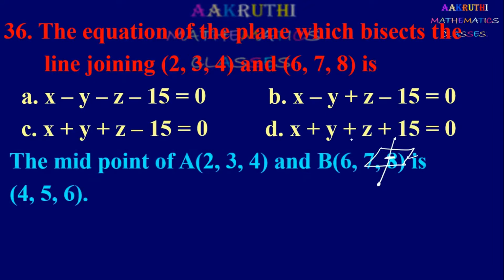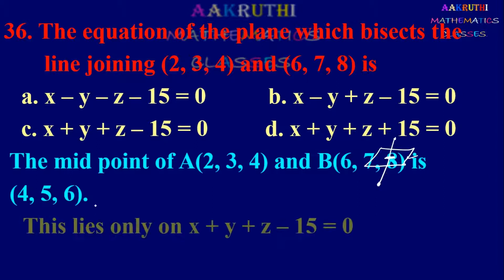So here also we find the midpoint of these 2 points. The midpoint of 2, 3, 4 and 6, 7, 8 is 4, 5, 6, and we check which plane passes through this point. That is the plane x plus y plus z minus 15 equal to 0 passing through this point, that is 4, 5, 6. So 4, 5, 6 satisfies this equation.